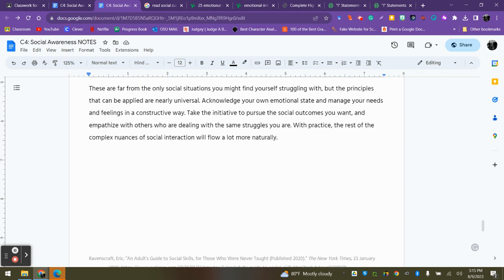These are far from the only social situations you might find yourself struggling with, but the principles that can be applied are nearly universal. Acknowledge your own emotional state and manage your needs and feelings in a constructive way. Take the initiative to pursue the social outcomes you want and empathize with others who are dealing with the same struggles you are. With practice, the rest of the complex nuances of social interaction will flow a lot more naturally.